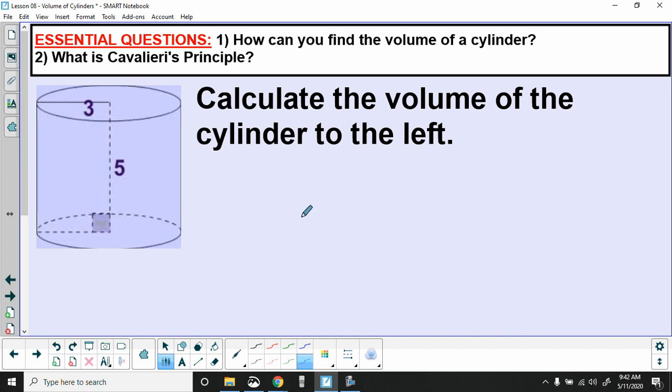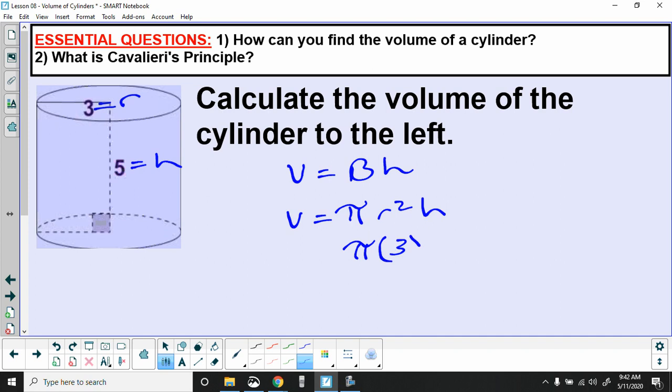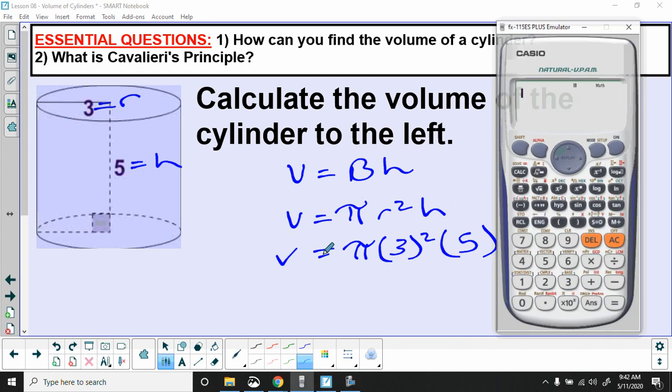For example, calculate the volume of the cylinder. If I was using the prism formula, we got big B times H. My base is a circle, so I'll replace the big B with pi r squared times h. So 3 is the radius, 5 is the height. Plug it all in and get your handy dandy calculator.